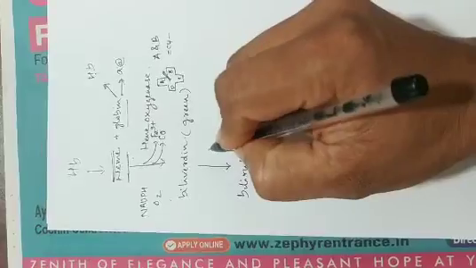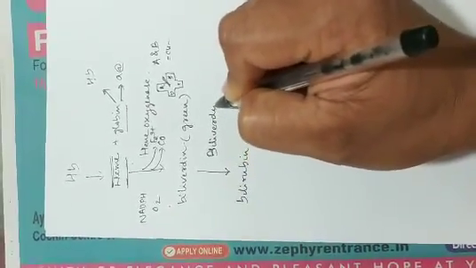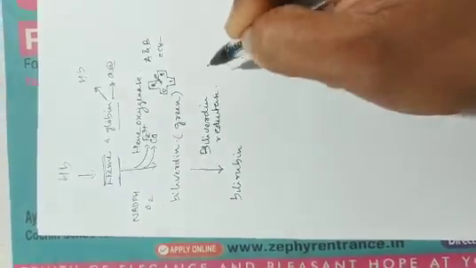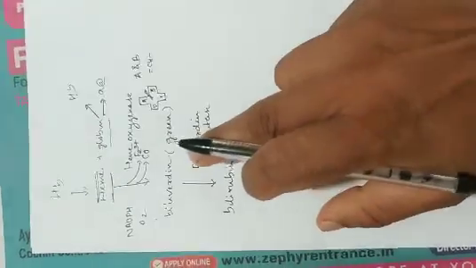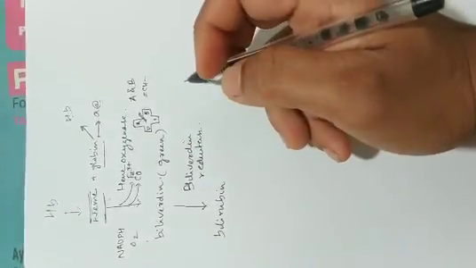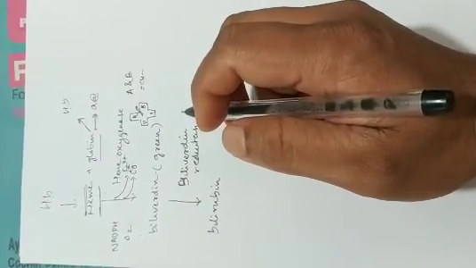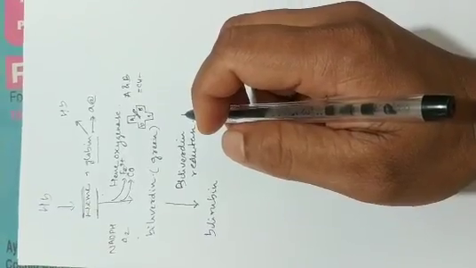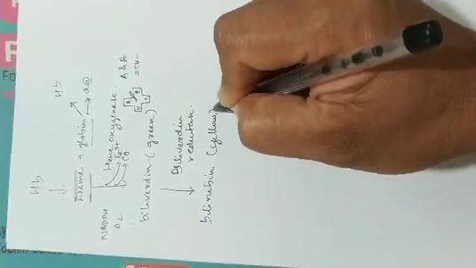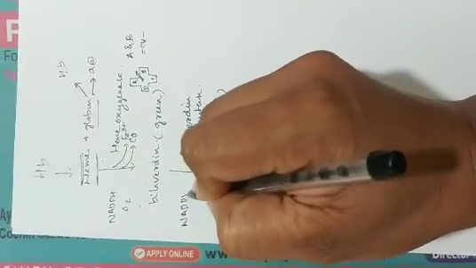Biliverdin is further converted into bilirubin with the help of the enzyme biliverdin reductase. Bilirubin is a yellow color pigment. Here also coenzyme NADPH is required.